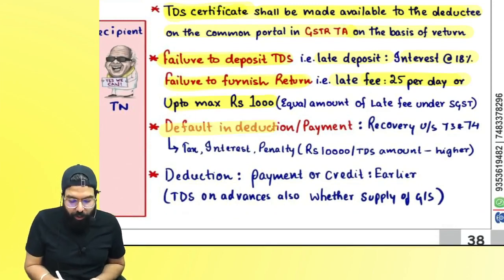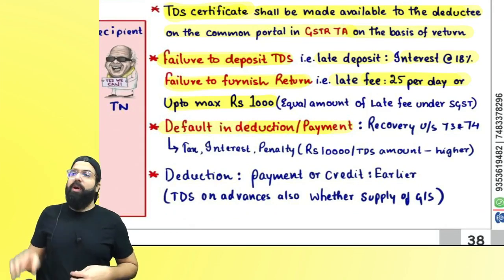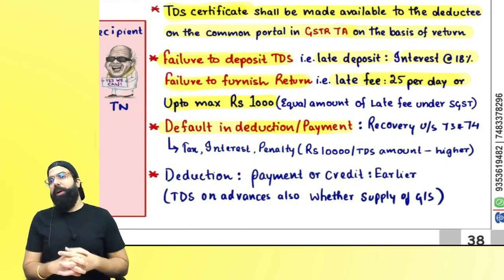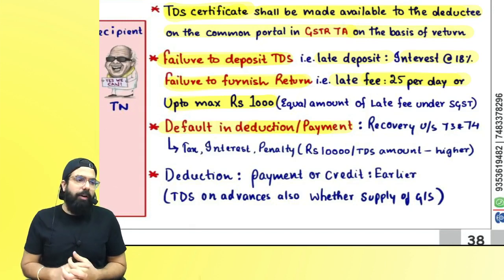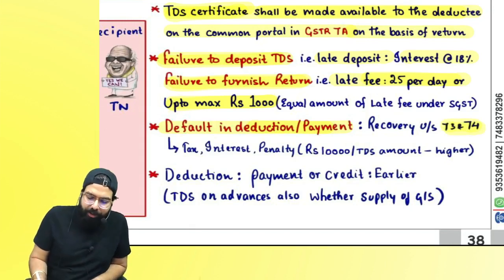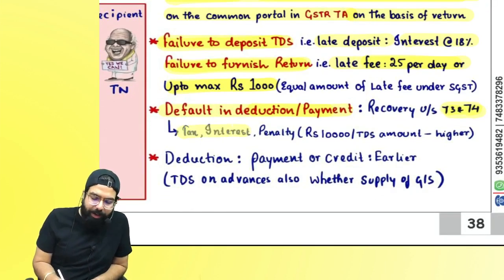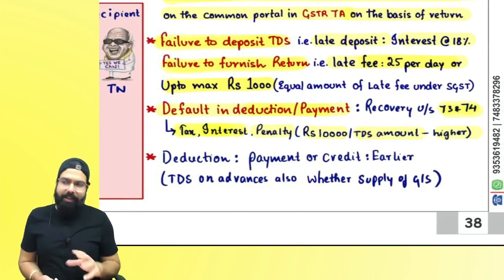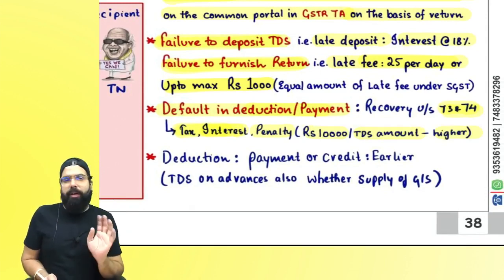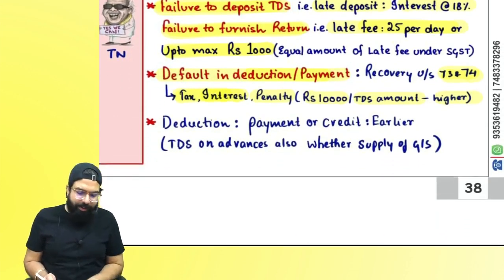Now, if I don't deduct or pay, that is default in deduction or payment, and in case of default they will give you a demand order under section 73 or 74. Basically, they will demand the tax, interest and penalty. The penalty can be 10,000 or the TDS amount, whichever is higher, under CGST, and the TDS amount or 10,000, whichever is higher, under SGST also.